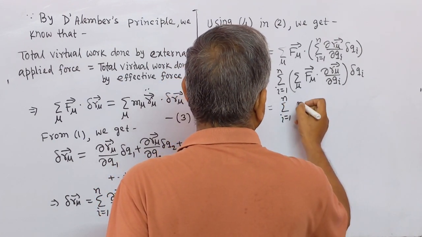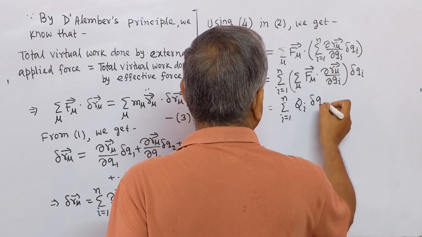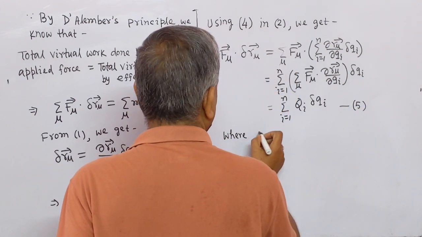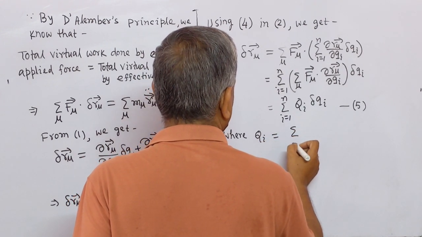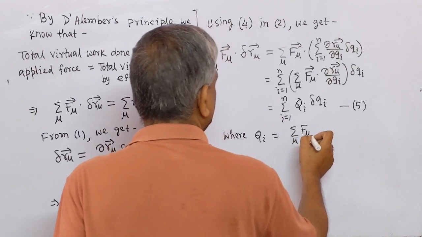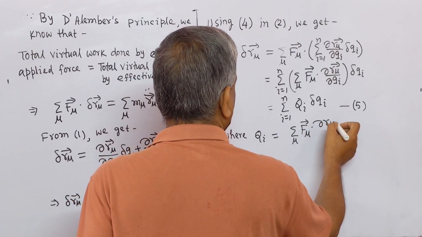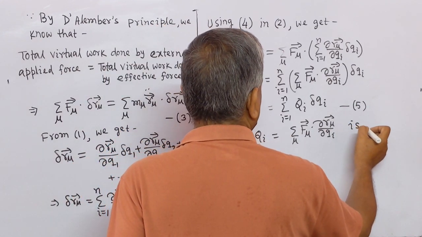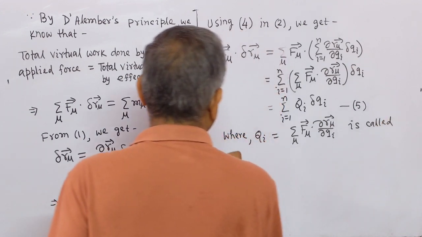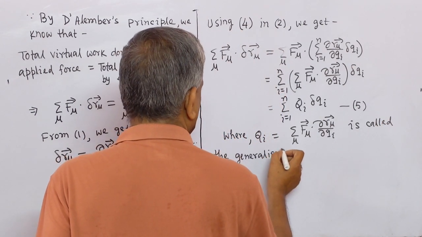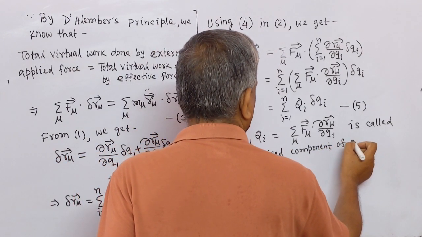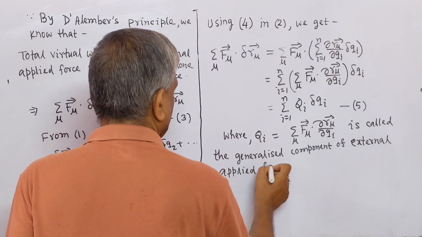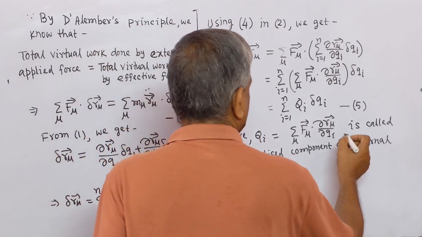This is equal to sigma i equal to 1 to n. Let this be denoted by Qi, times delta qi, where Qi equals sigma mu F mu vector dot the partial derivative of R mu with respect to qi, and is called the generalized component of the external applied force. Let this be number 6.